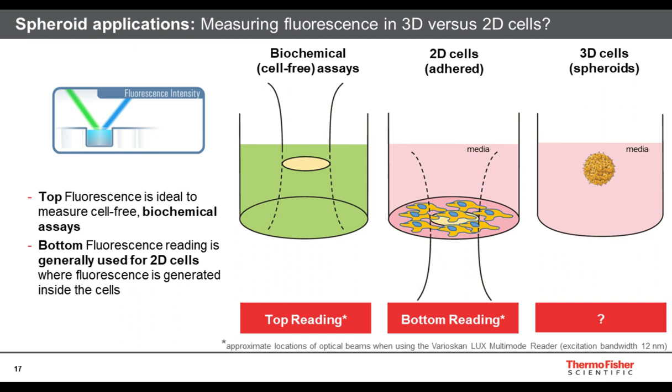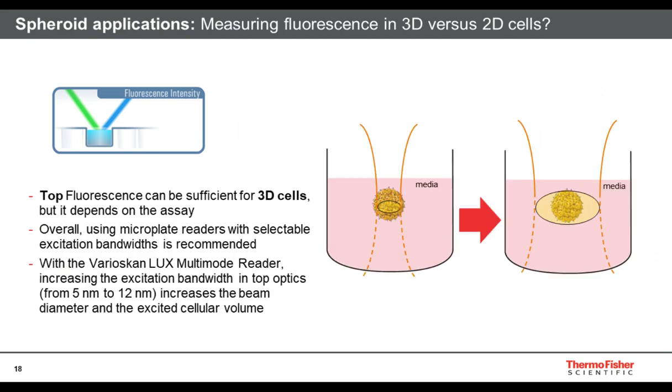It's clear that bottom reading might not be ideal in that situation, but would top reading then be sufficient to measure the fluorescence associated with this spheroid, this geometrical structure? Well, the answer to that question, what we have found out in our studies, is that top fluorescence can be sufficient for 3D cells, but it clearly depends on the assay, and this probably needs to be optimized for every single assay. So if your microplate reader has top and bottom reading, a very recommended thing to do is to compare the performance between top and bottom reading.